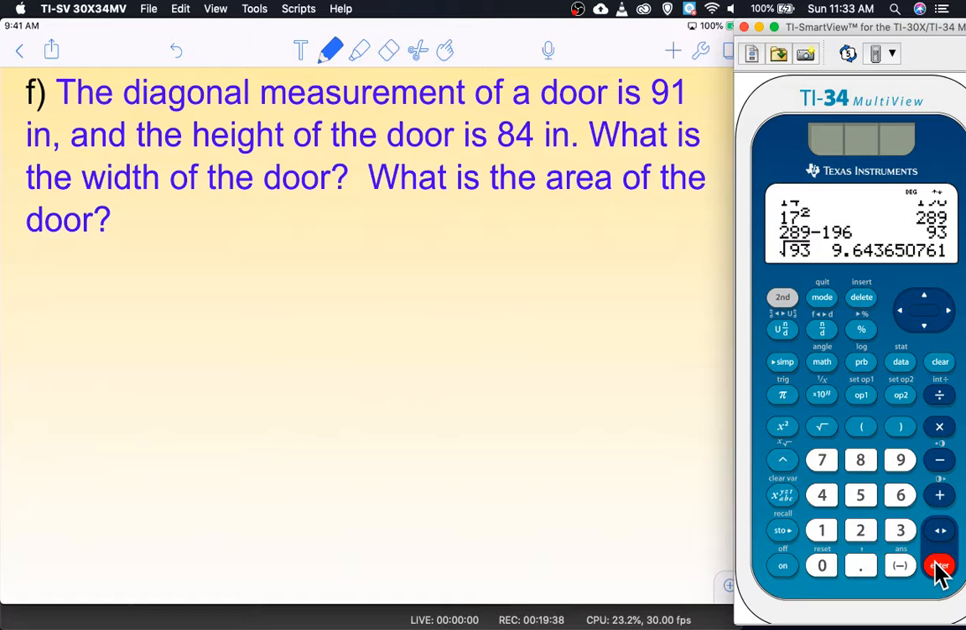Okay, here's one for you. The diagonal measurement of a door is 91 inches, and the height of the door is 84 inches. What is the width of the door? And then also, what is the area of the door? I want you to do this whole problem from start to finish because this problem has a fairly easy picture to draw. So pause the video, do the whole problem right now. When you're ready to continue, hit play, and we'll go through it together.